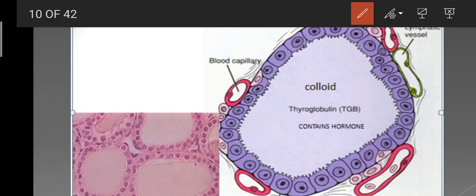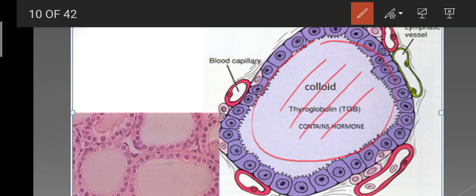If you look at this view, this is a large follicle. In the center, it is filled with colloid. The colloid contains a major constituent which is thyroglobulin. It is lined by cuboidal epithelial cells. These cells are important in secreting thyroglobulin into the follicle, and all the other functions we'll study in detail later on.